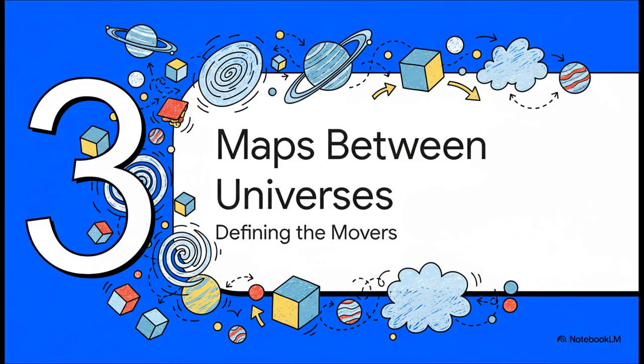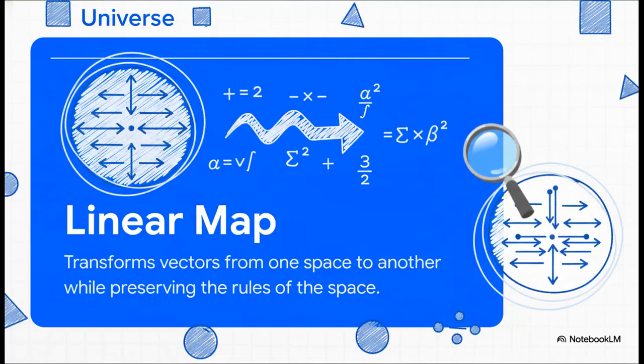Okay, so we have these universes, these playgrounds, but things get really interesting when we start moving stuff between them. And that brings us to our next big idea. This is the action part of our story. A linear map is basically a special function. Its job is to grab a vector from one universe and transform it into a vector in another universe, or maybe even the same one.